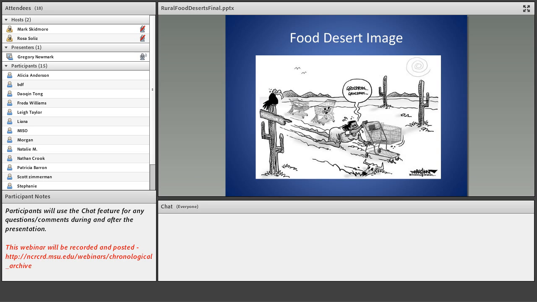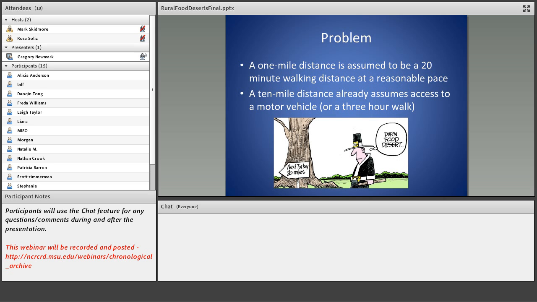And the image of a food desert is so powerful. The idea of real privation for one of life's necessities, and kind of being out there exposed, trudging through the desert to try to get some groceries. But there's a difference in walking 1 mile, which is assumed to be about 20 minutes at a reasonable pace, versus 10 miles, which would be like a 3-hour walk. So it already assumes that you have access to a motor vehicle, and that kind of changes, we think, the meaning of a food desert, and we want to explore that and understand it better so that we could have better insight into the kind of interventions that will help rural areas be food secure and help rural populations be more sustainable.